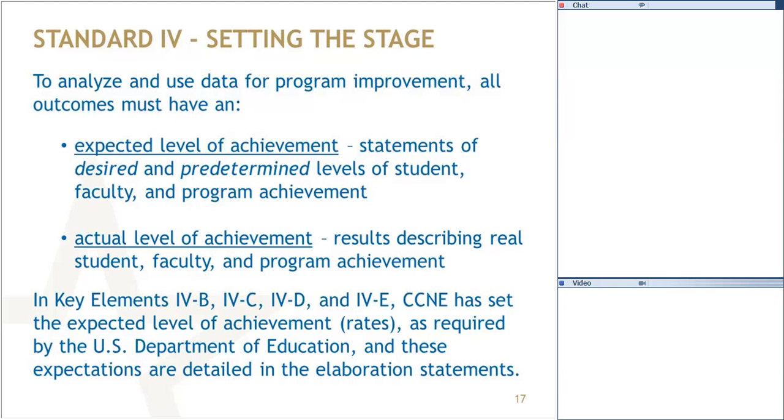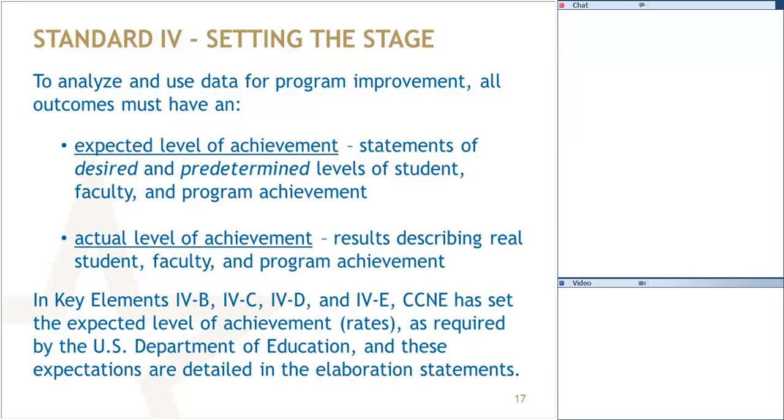So, Deborah and Mary Jane, would it be accurate to state that a program is welcome to set higher levels of achievement than are noted by CCNE in key elements 4B, 4C, 4D, and 4E, but that CCNE's expectation is that minimally they meet those expectations as published in the standards? Exactly, Lori. I think it's important for programs to set meaningful expected levels of achievement, whether it be rates that differ or a little bit higher than the CCNE expectations for completion, licensure, and certification.